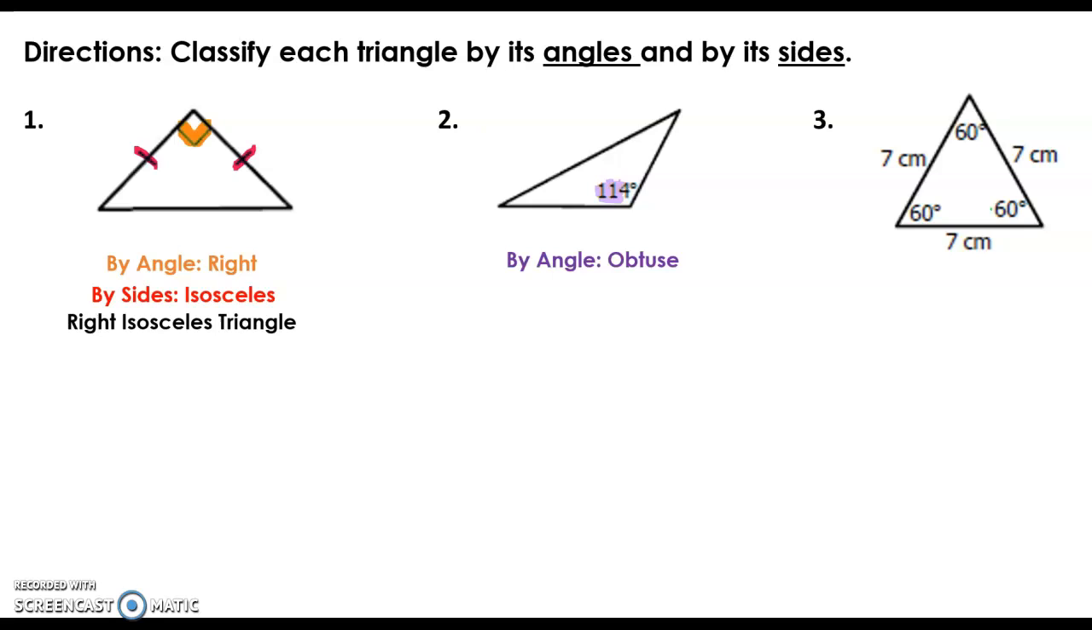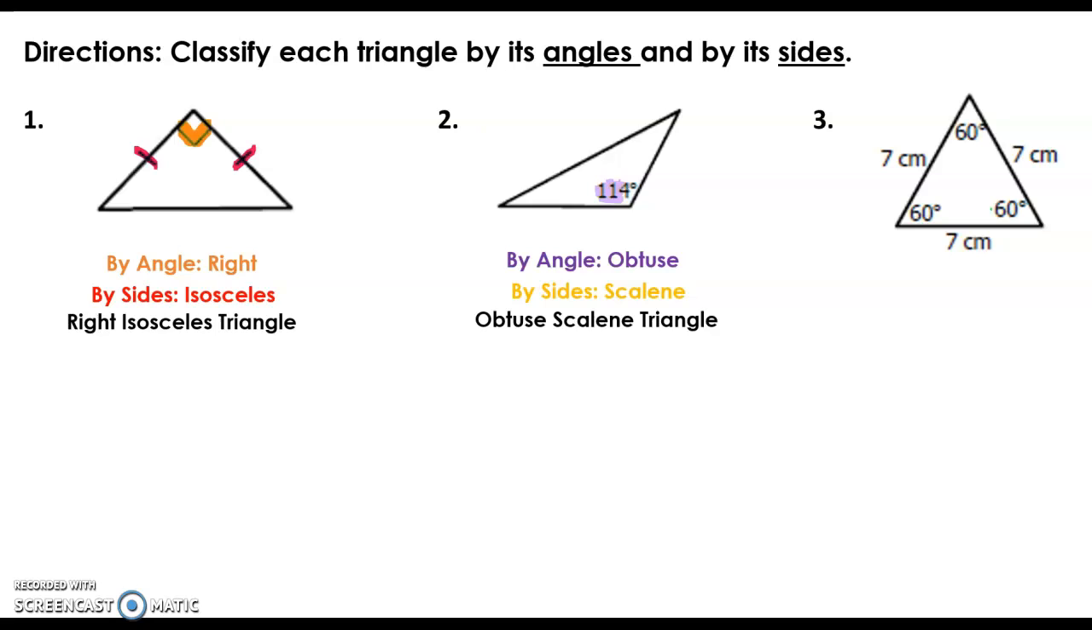Okay, now we don't know anything about the sides. We don't know if any of them are congruent or anything. It doesn't give that information to us. We can't just assume. So by the sides, it's a scalene. So this is an obtuse scalene triangle. Okay, go ahead and pause the video, and I'm confident that you could do the next one on your own.